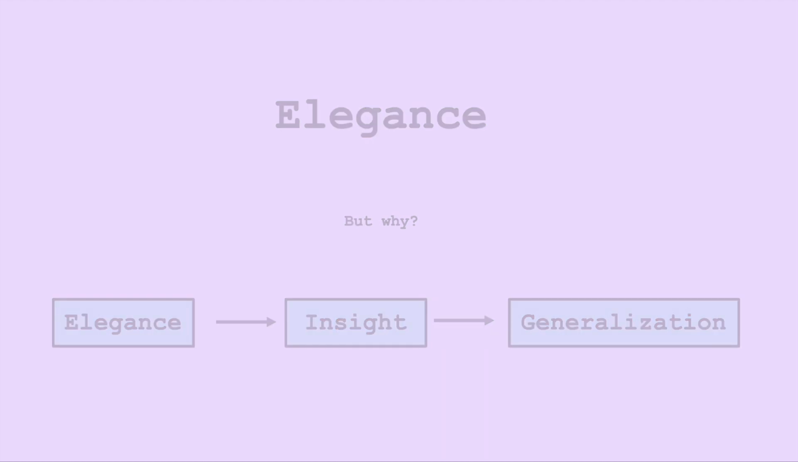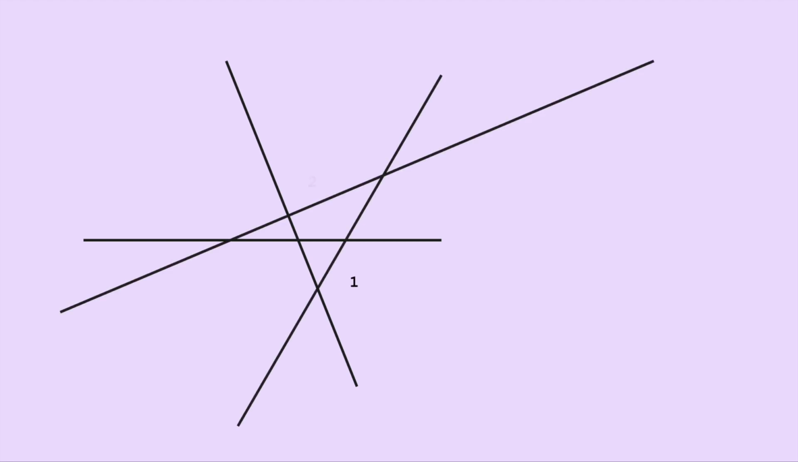Okay, so here's the problem. If we have n random lines, how many regions do they divide the plane into? Random, meaning that the lines aren't special. There is no point where 3 lines intersect, and no 2 lines are parallel.